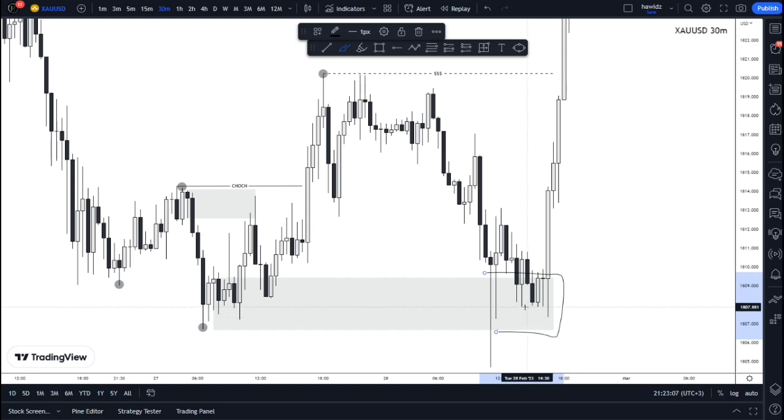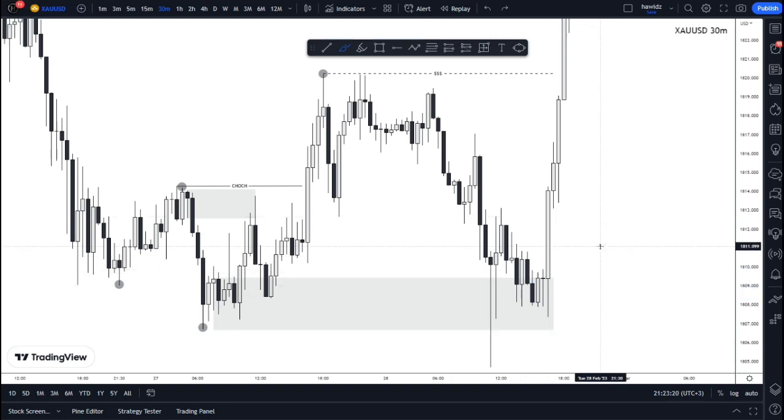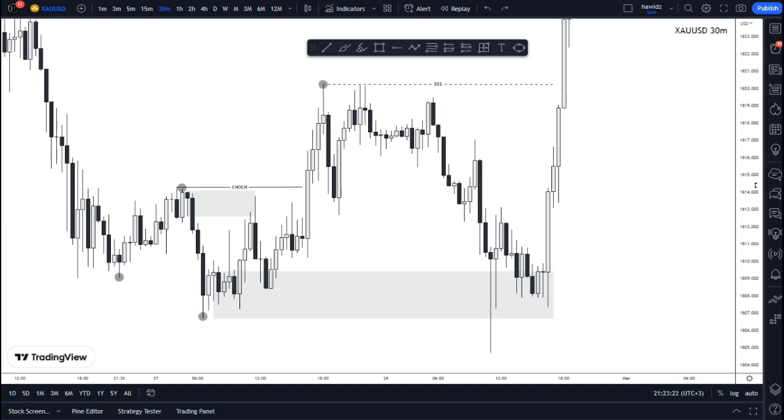So from this being our overall area, we needed to see price coming into this area and then confirming, and after that confirmation we could now take our bullish entries and head to the topside along with the trend. So this is what price does, right?